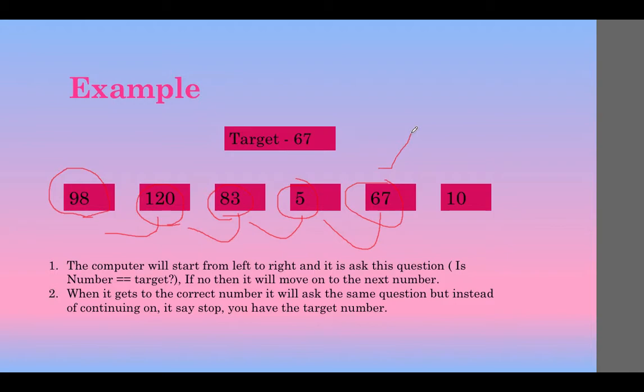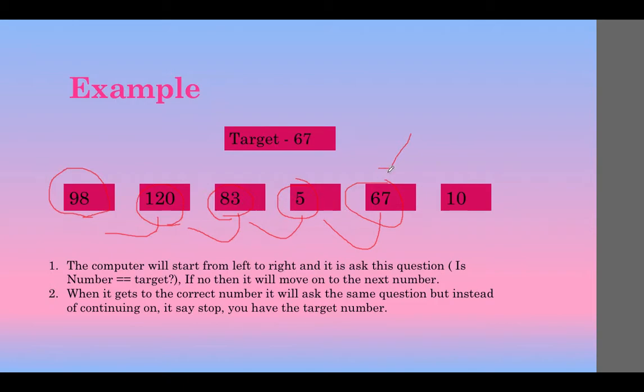Now, obviously, if you think about it that way, your binary searches have got a lot fewer steps. Say if my 67 was down here at the end, it would have to go through 1, 2, 3, 4.